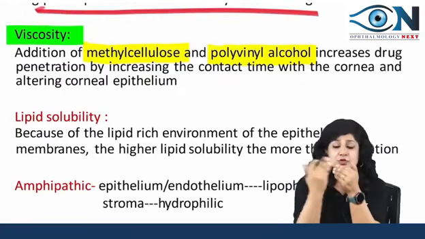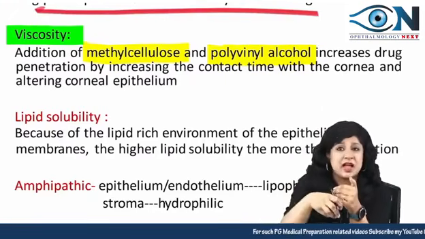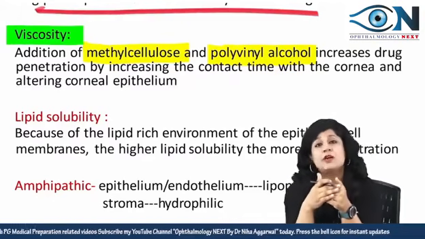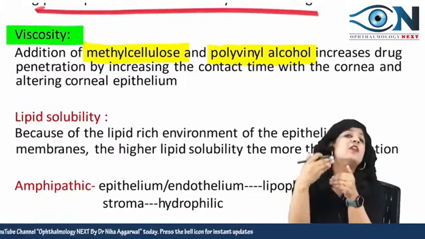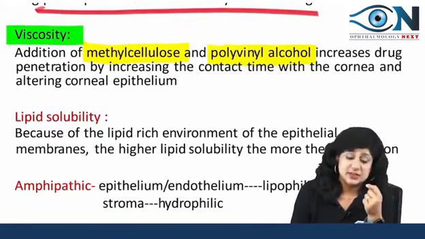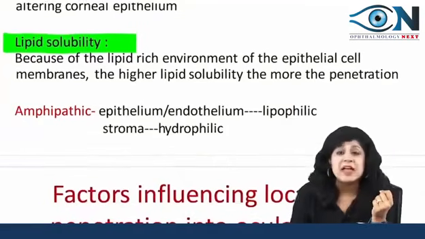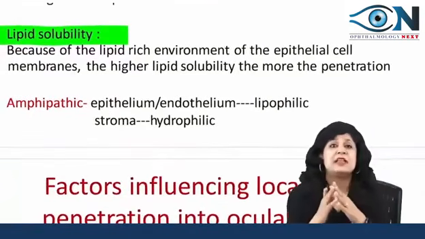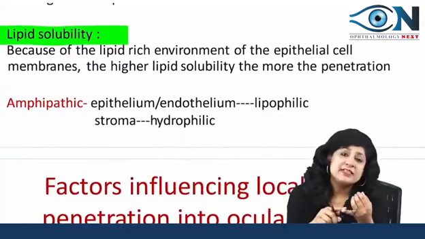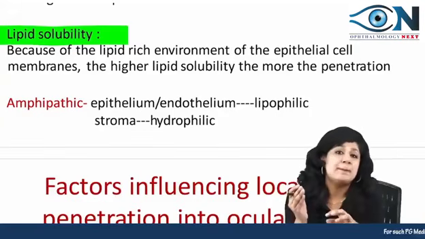With the cornea. Anteriorly we have the cornea. So when I am instilling a drug and it is viscous, it has more contact time with the cornea, and therefore it will alter the corneal epithelium. Another important thing which will affect the penetration is the lipid solubility. Why is it influenced by lipid solubility? Because we have lipids in the epithelium, right? So obviously, the higher the lipid solubility, the more is the penetration.